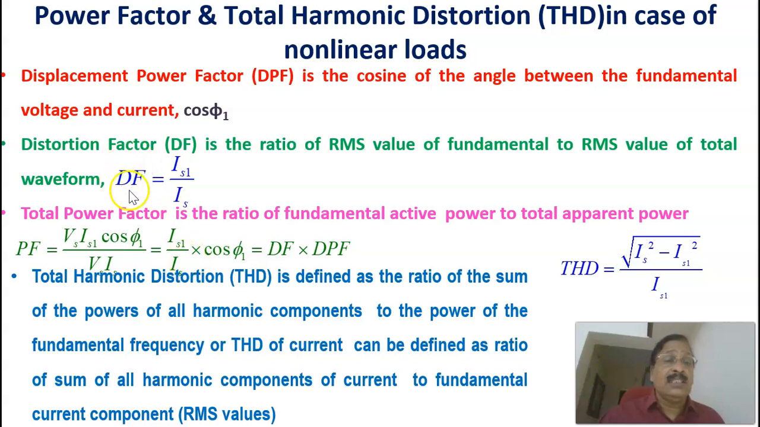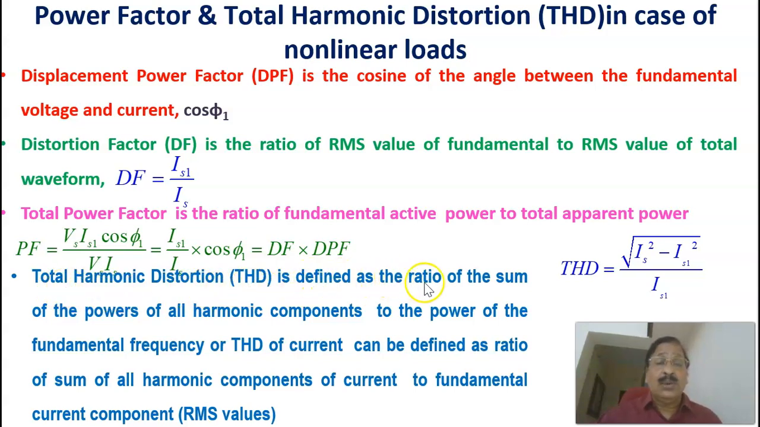That is called a distortion factor, and cos phi 1 is called the displacement power factor. Therefore, the product of distortion factor and displacement power factor is called the power factor of this circuit. Therefore, the power factor is equal to DF into DPF. And the next term to be defined is the total harmonic distortion.